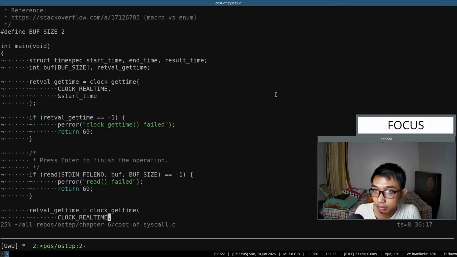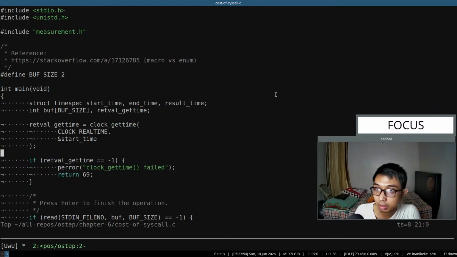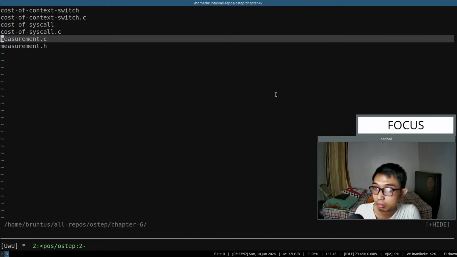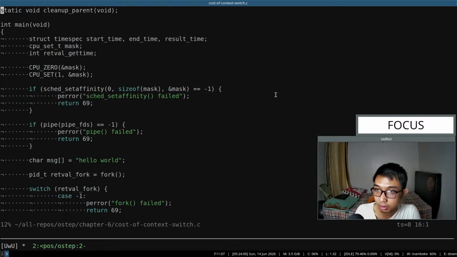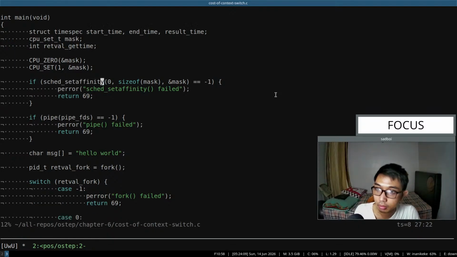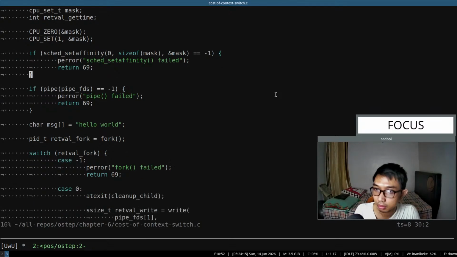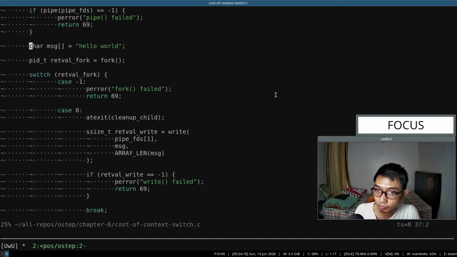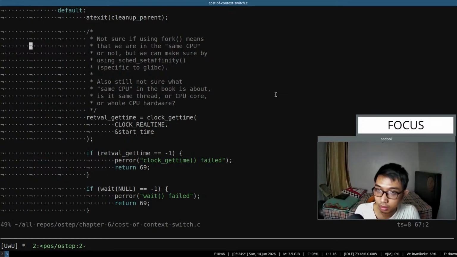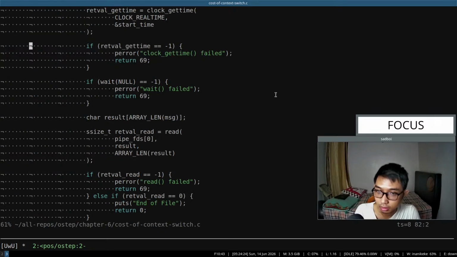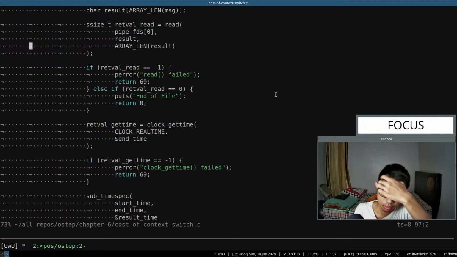I think I already tried that in this one, or maybe context switching. Yeah, maybe something like this, sched_setaffinity. Maybe. Yeah, I need to revisit that.